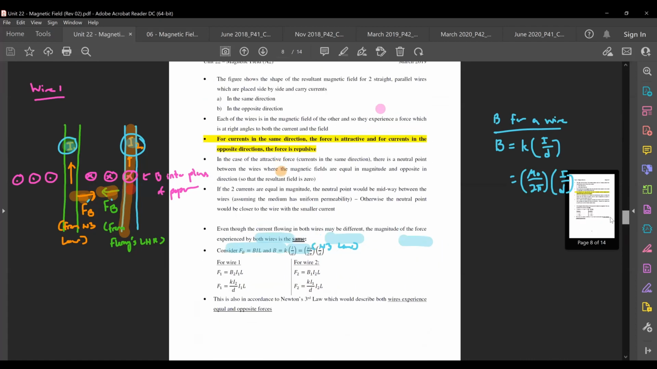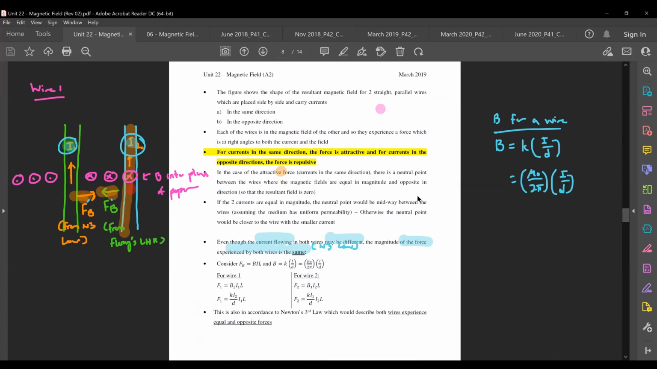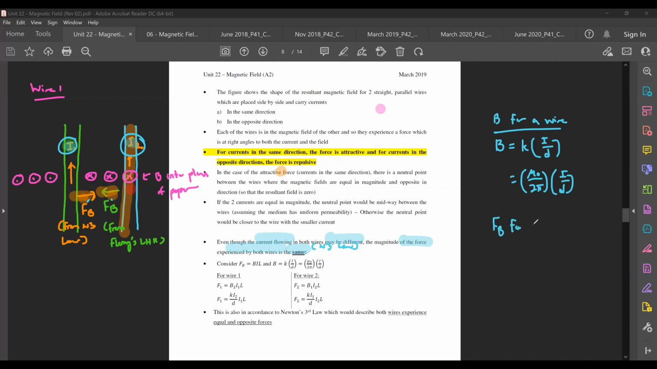Here I'm trying to use that same equation to show you why the forces are the same, even though the currents are different. So B for a wire is this. F equals BIL for a wire is going to be this, provided that the wire is perpendicular to the field. Now I want to apply these two to my case here.